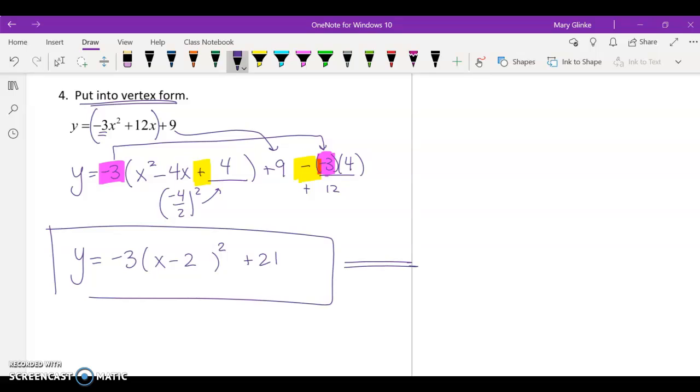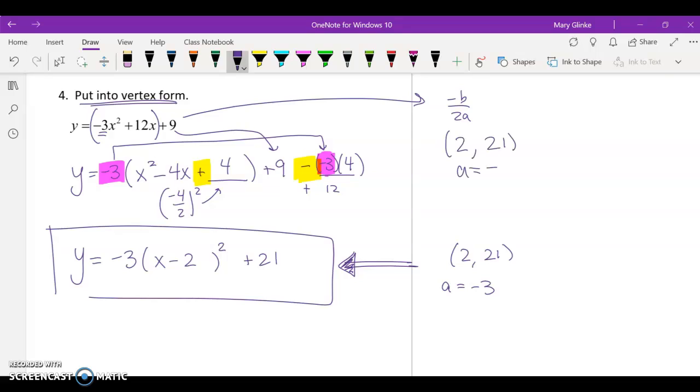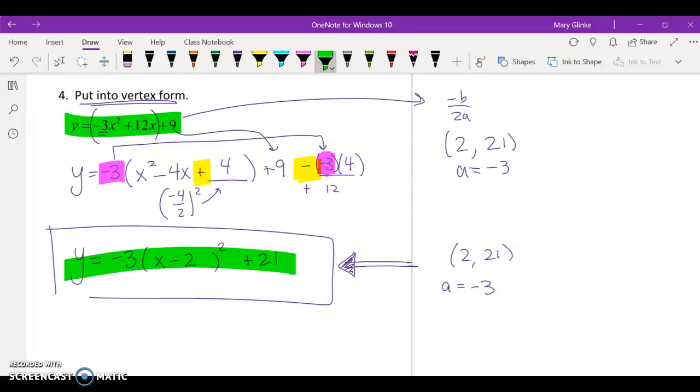So if I were to graph this function, my vertex would be at 2, 21 with an a value of -3. If I were to graph the original function using -b over 2a, I should still get a vertex of 2, 21, and I should still have an a value of -3. So it should be the same graph for both of these.